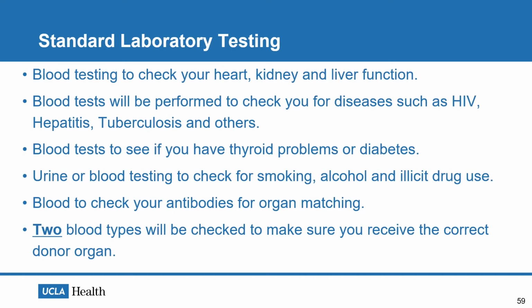Blood testing to check your heart, kidney, and liver function. Blood tests will be performed to check you for diseases such as HIV, hepatitis, tuberculosis, and others. Blood tests to see if you have thyroid problems or diabetes. Urine or blood testing to check for smoking, alcohol, and illicit drug use. Blood to check your antibodies for organ matching. 2 blood types will be checked to make sure you receive the correct organ donor.